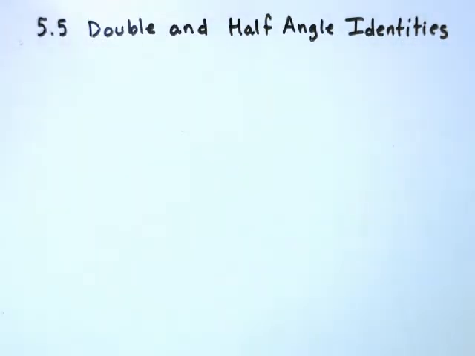The lesson for today is double and half angle trigonometric identities. The first thing I'm going to do is derive these using the sum and difference identities. So you can write these down or just watch the derivations, that's up to you.